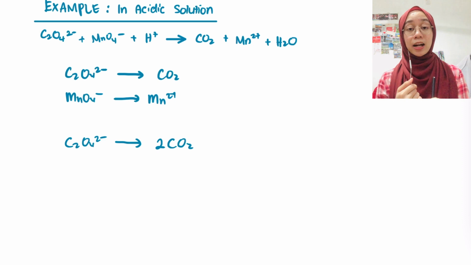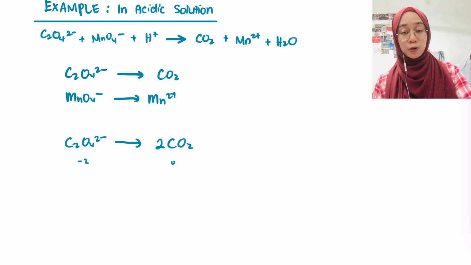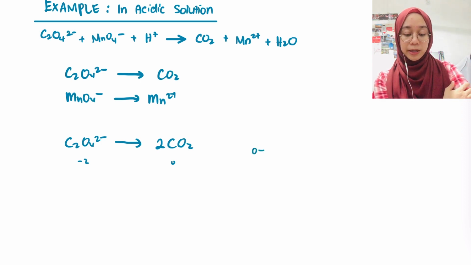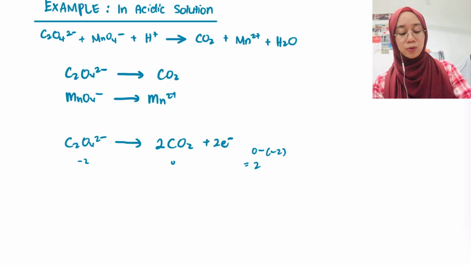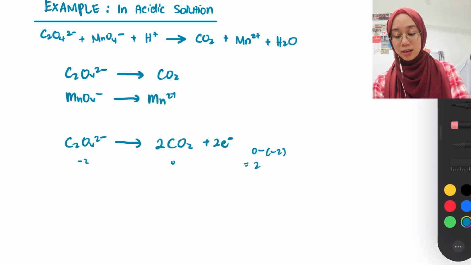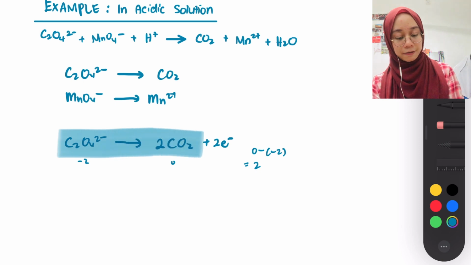Bermaksud sebelah kanan yang kamu kena tambah elektron. Okay, so ini negative 2, ini 0. Bermaksud dekat untuk tahu berapa banyak elektron kamu kena tambah, 0 minus negative 2 kan. So kamu tahu ada 2 elektron yang kamu kena tambah. Dekat mana? Sebelah kanan. Okay, so kamu ada 2 elektron kat sini. So settle dah. Jadi ini baru settle untuk first half.